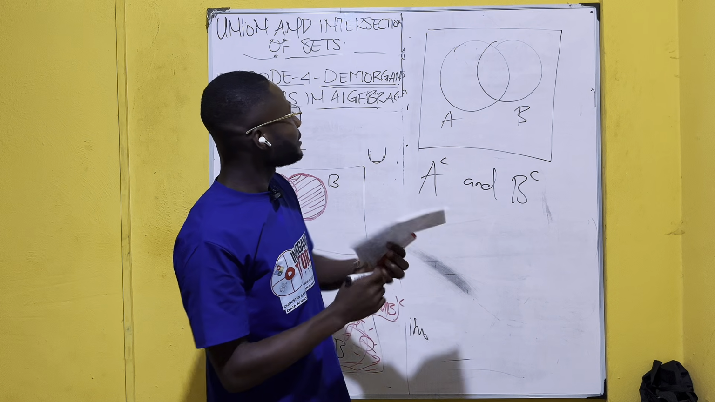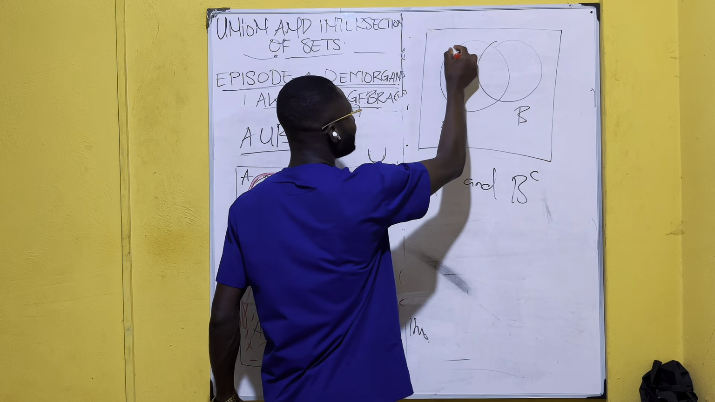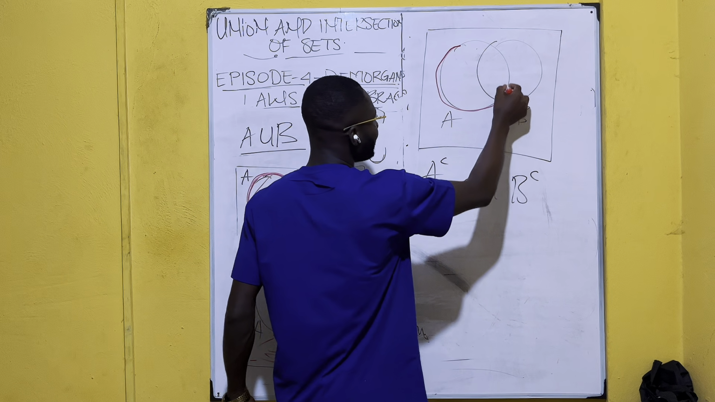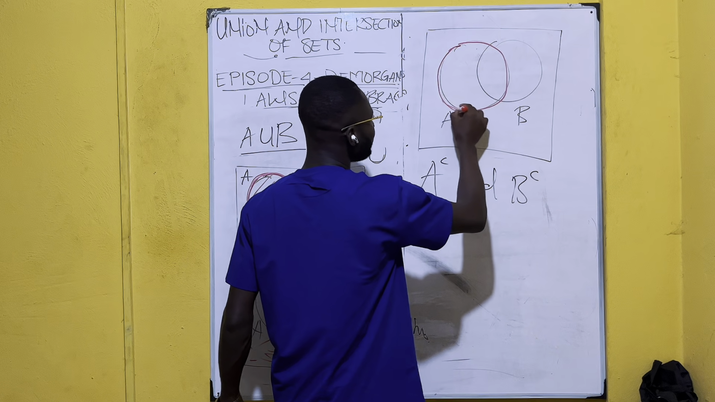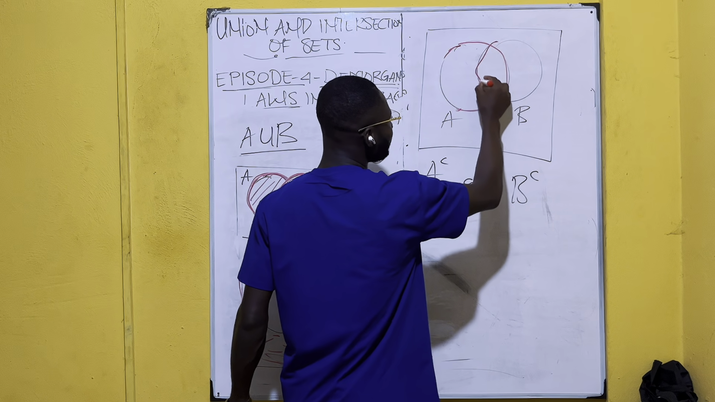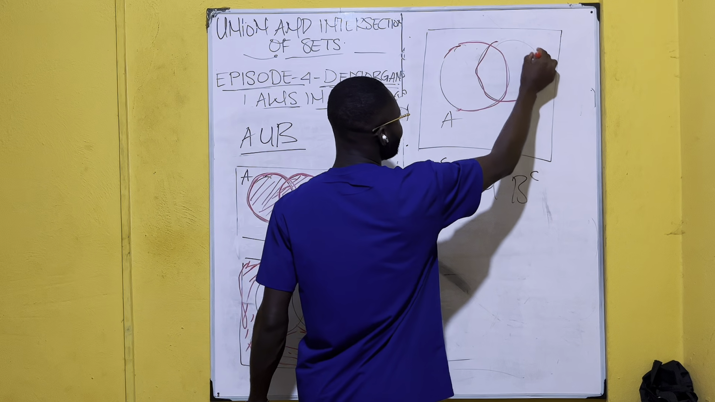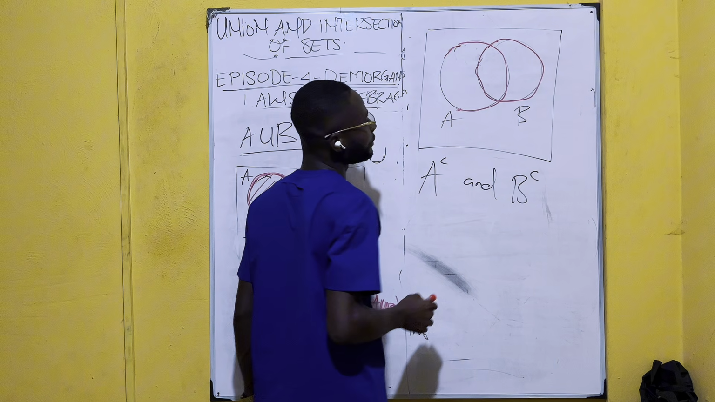So this is, as earlier said, set A. The whole of this set is A, all right? And the whole of this set is B, right? The whole of this set is B.